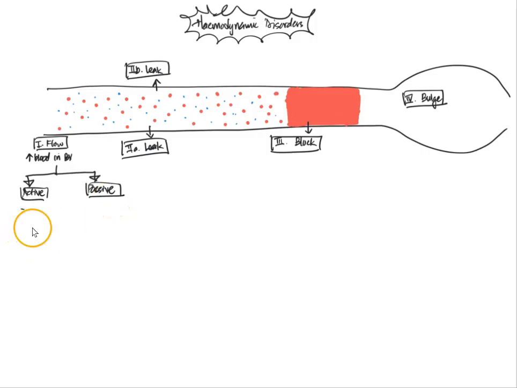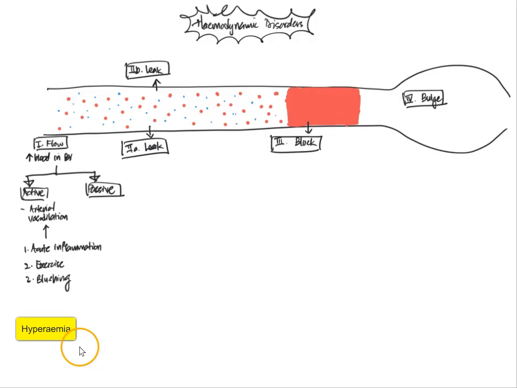In the active process, we actually have arterial vasodilation, and this brings more blood into the blood vessels. So there's more blood entering the blood vessels, and this is known as hyperemia. Examples of causes would be acute inflammation, exercise, as well as blushing.